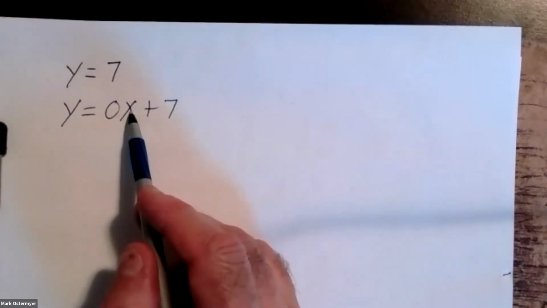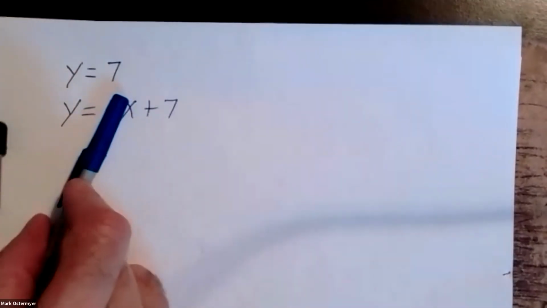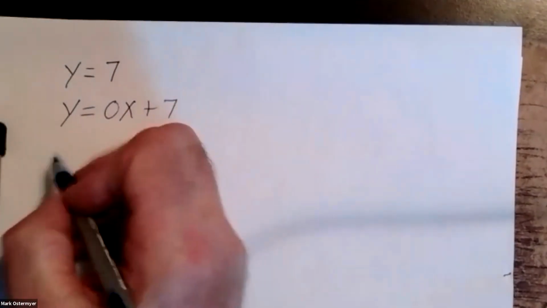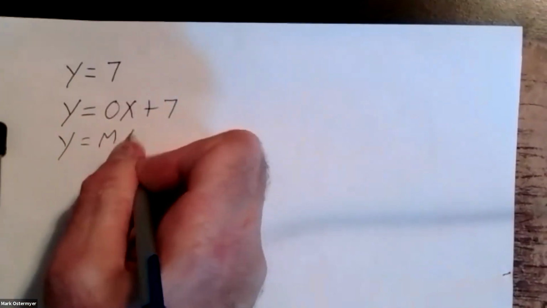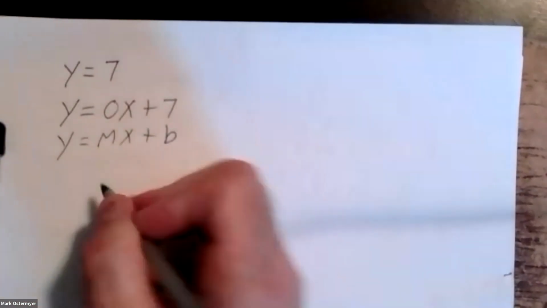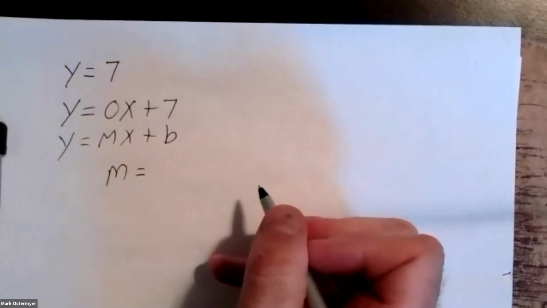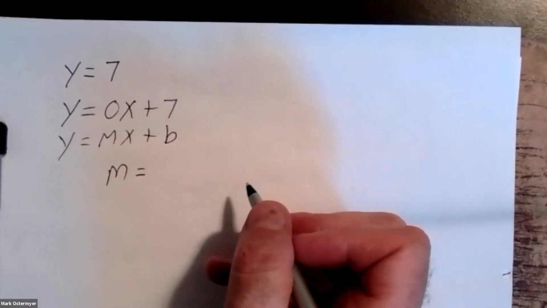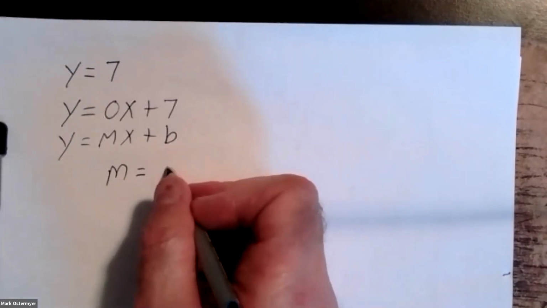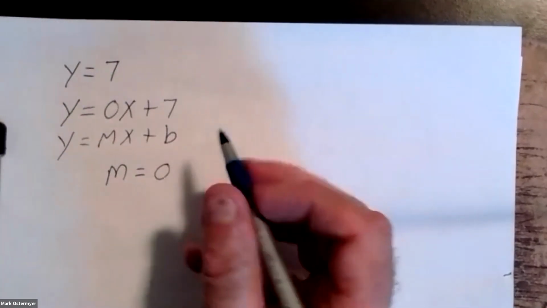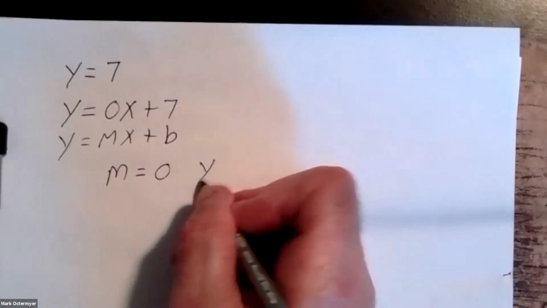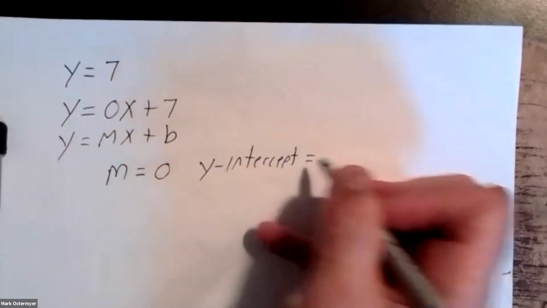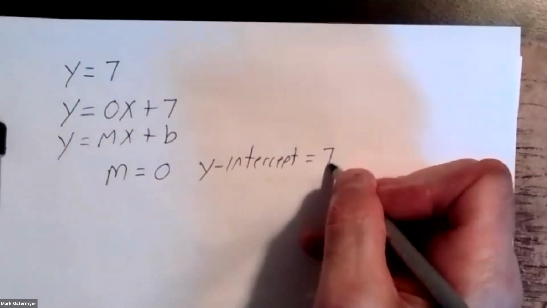Zero times x is as good as saying that this term's not even there. That's why y is equal to 7. So what's the slope of this line? What would be the slope of this line? 0 over 1, or just 0. And what's the y-intercept? 7. Yeah, you are correct.